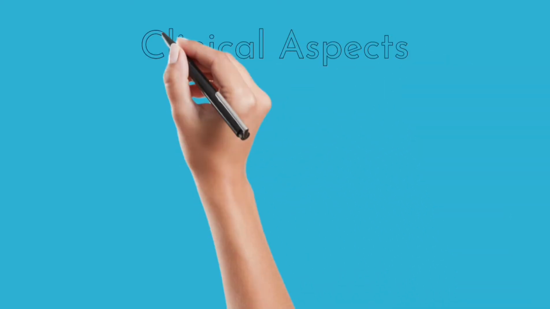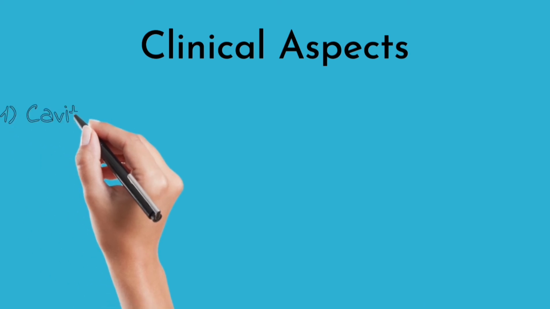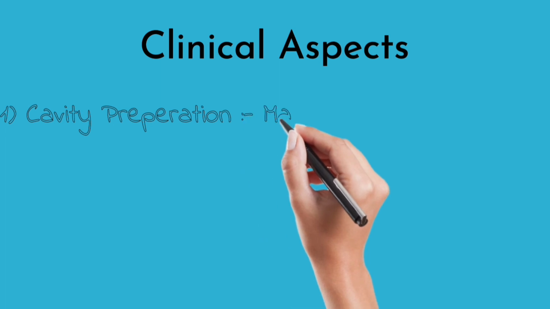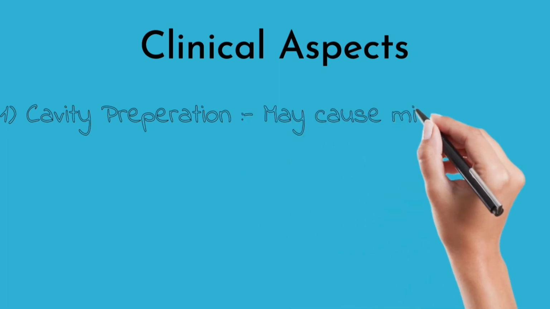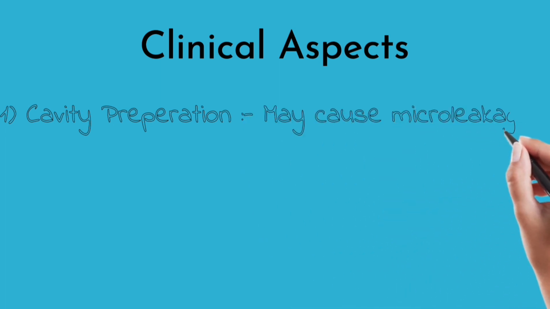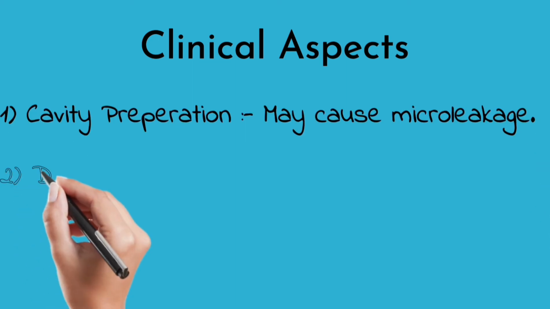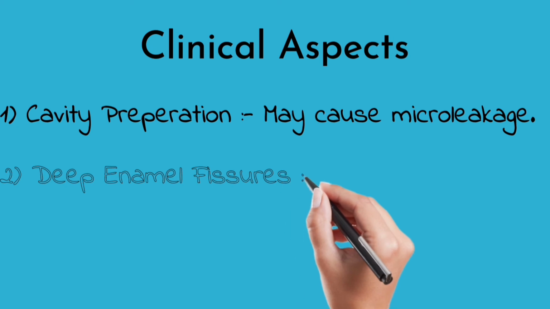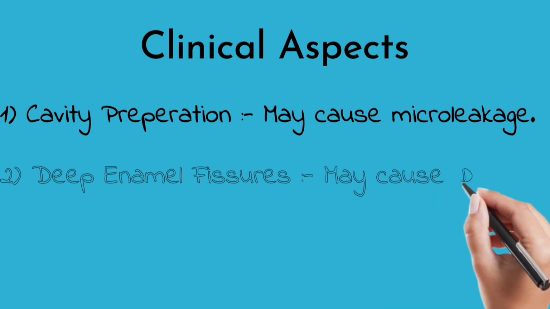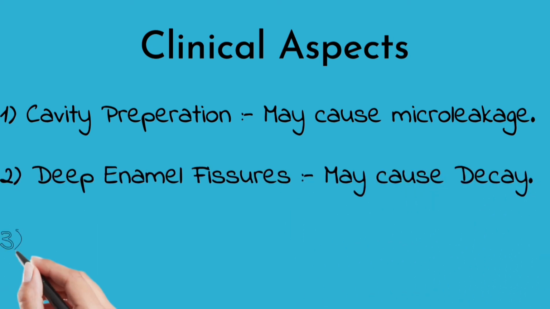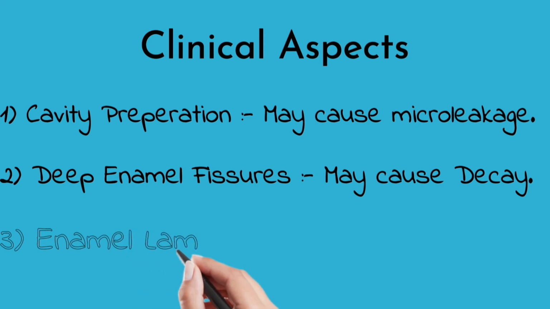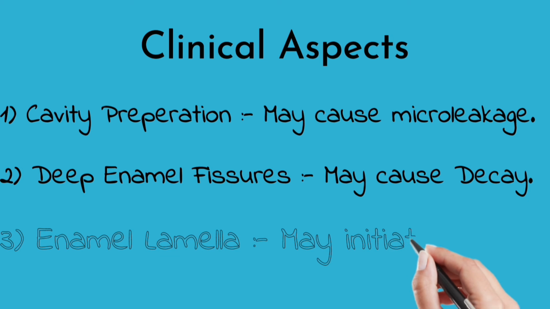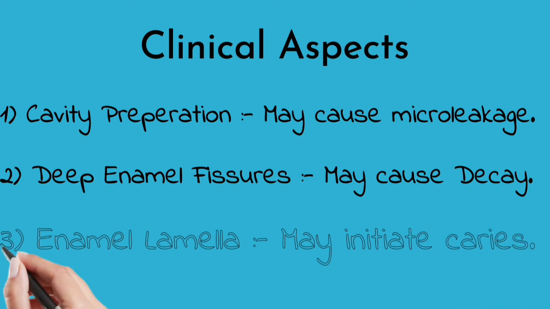Now, moving on to the clinical aspects. What are the clinical aspects of enamel? There are mainly three clinical aspects. First, cavity preparation, which may cause microleakage. Next, deep enamel fissures, which may cause decay. While the enamel lamella may initiate caries.